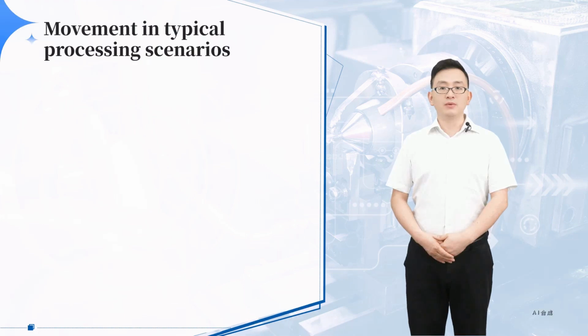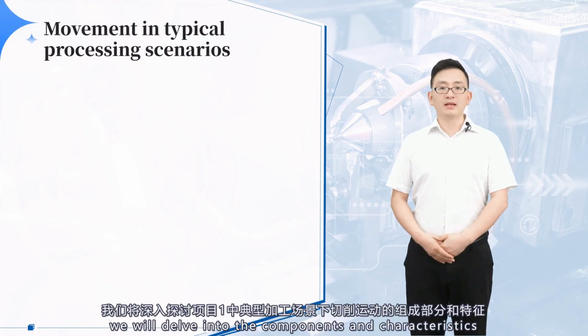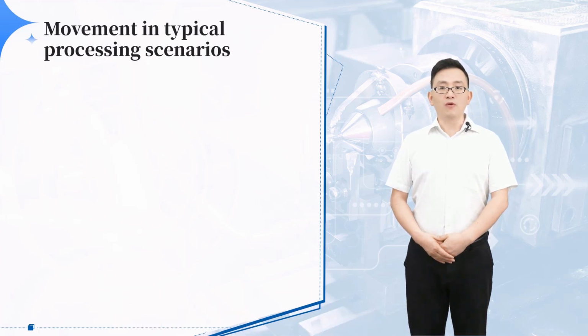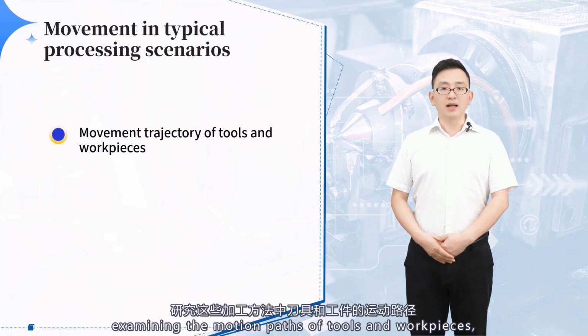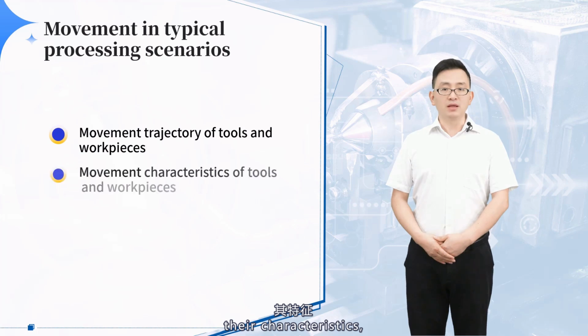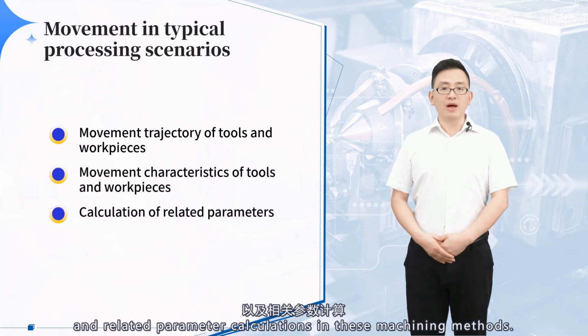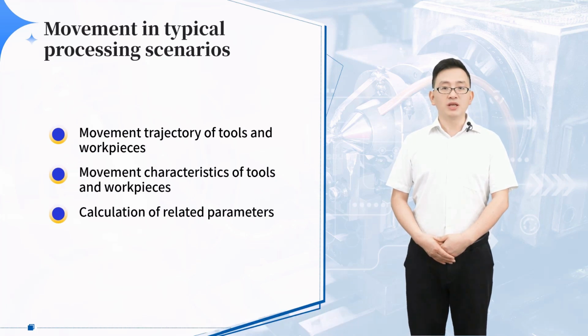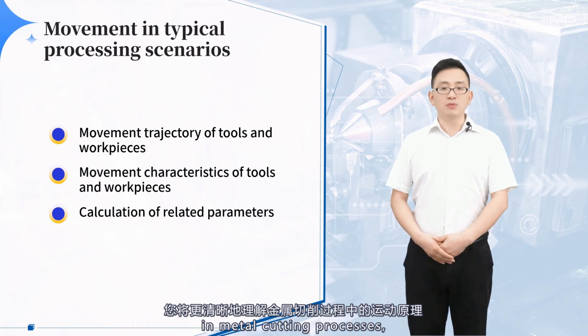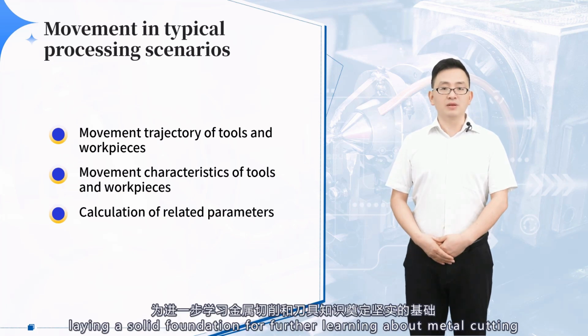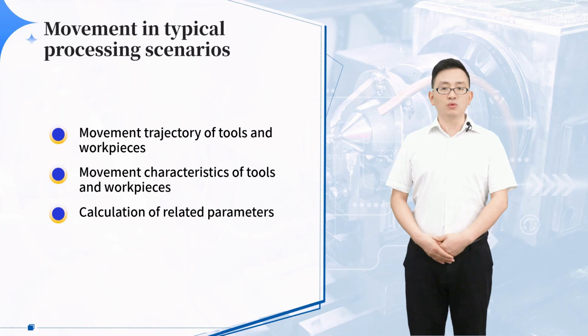In this lesson, we will delve into the components and characteristics of cutting motion in typical machining scenarios from Project 1. We will primarily focus on turning, milling, and drilling, examining the motion paths of tools and workpieces, their characteristics, and related parameter calculations in these machining methods. Through this study, you will gain a clearer understanding of the motion principles in metal cutting processes, laying a solid foundation for further learning about metal cutting and tool knowledge.